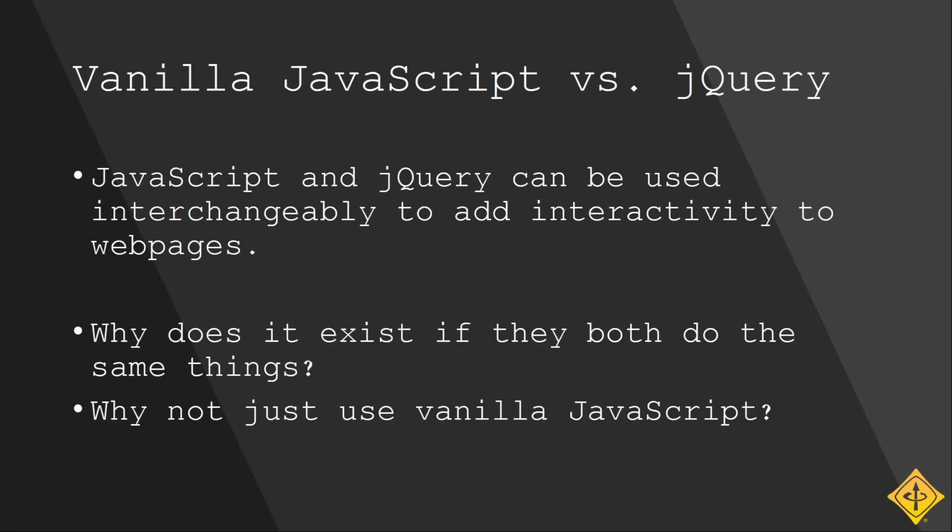So okay, vanilla JavaScript versus jQuery. What we've been doing in our demos is just vanilla JavaScript, using document.getElementById and getElementsByClassName. That's just vanilla JavaScript. jQuery and vanilla JavaScript can be used interchangeably. So you can use document.getElementById and then use some built-in jQuery function in the body of your onClick event. They can be used interchangeably to add interactivity.